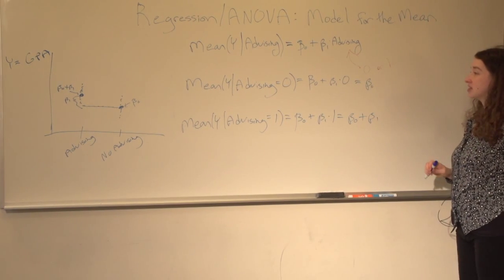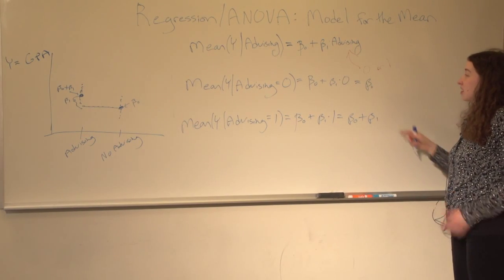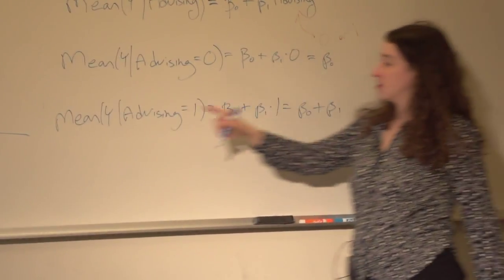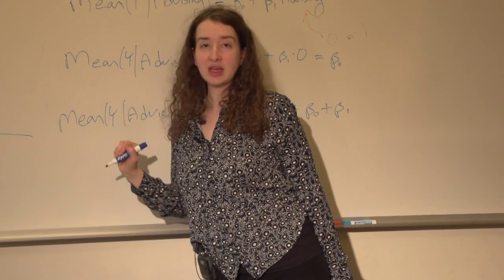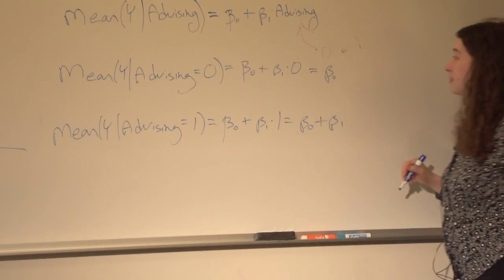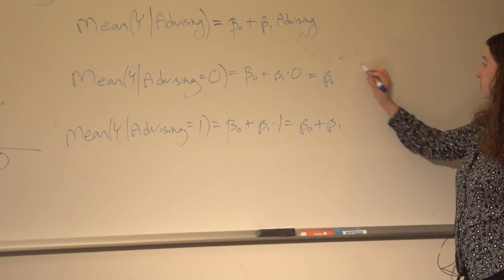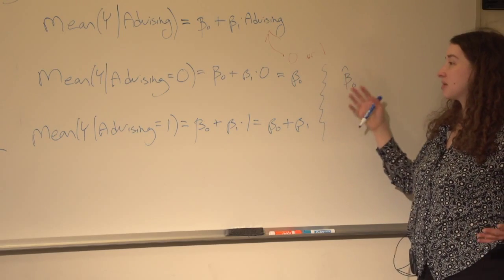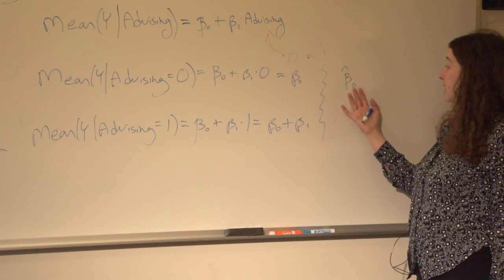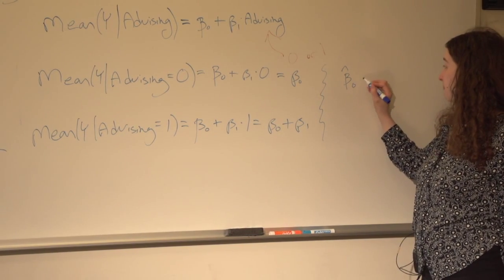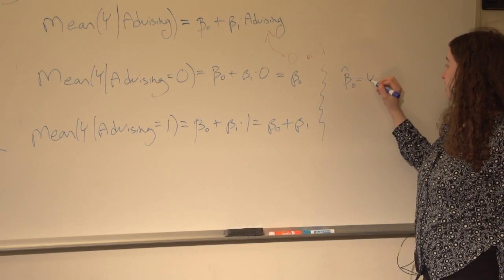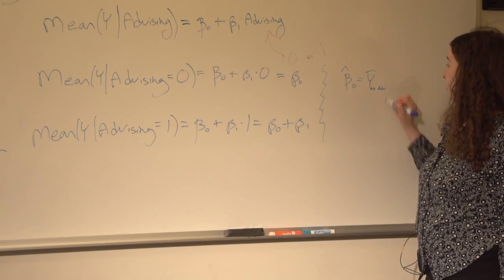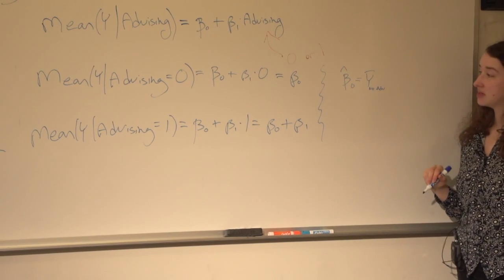How would you estimate these quantities? You would estimate them in the most obvious way. If you want to estimate beta 0, I would do that using the mean of all the no advising students, right? That's what it should be. We're going to use a hat on the beta 0 to show that we're estimating it. So this is the true mean in the population of people who have no advising. We don't know what that is. Beta 0 hat is our estimate of that quantity. And we're going to estimate that using y bar no advising, the sample mean among those who got no advising.